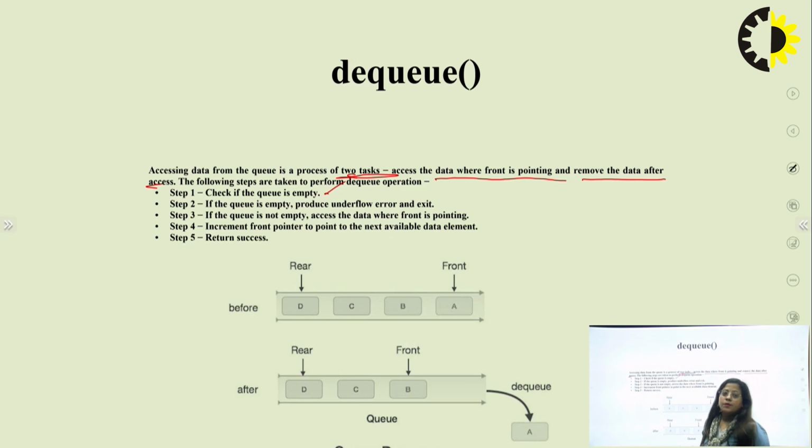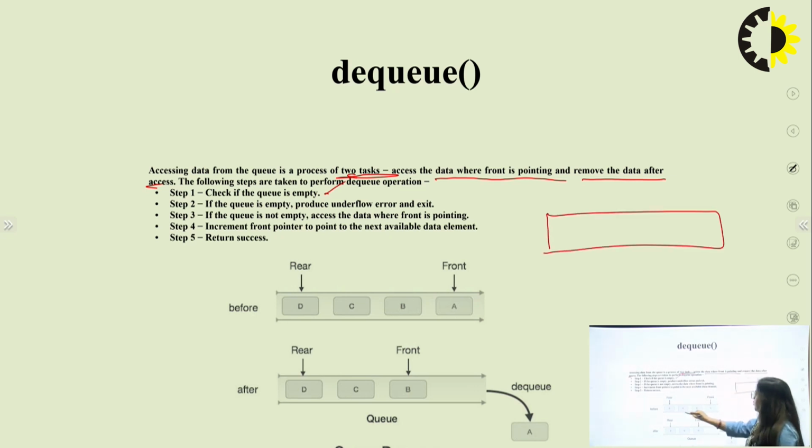First one is check. According to this queue, some elements are included: A, B, C and D. You want to remove, to delete any element from this. So you want to delete from the first, that is the front side. It works on FIFO, so first come, first out. So you want to remove from the front.